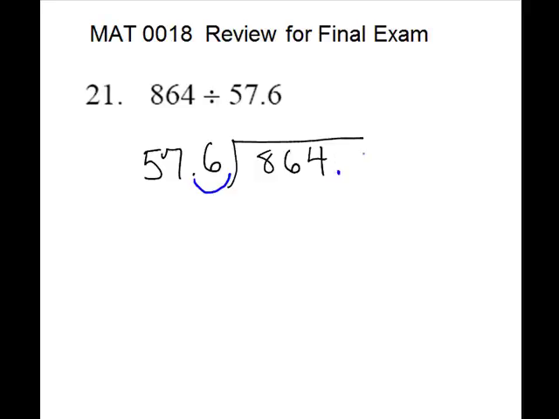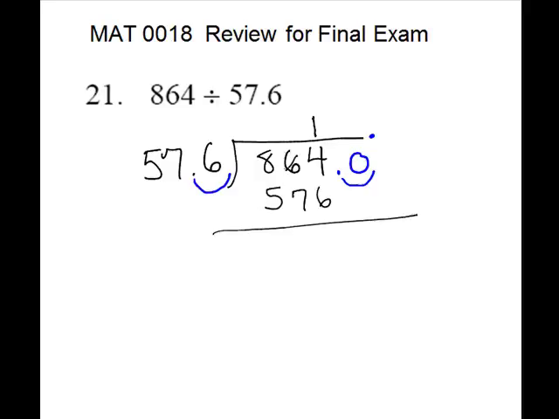So right now the decimal is at the end. It will go one space to the right, and then we'll go straight up. Then you're ready to divide. So we're dividing by 576. It will go into 864 one time. Multiply back. 1 times 576 is 576.